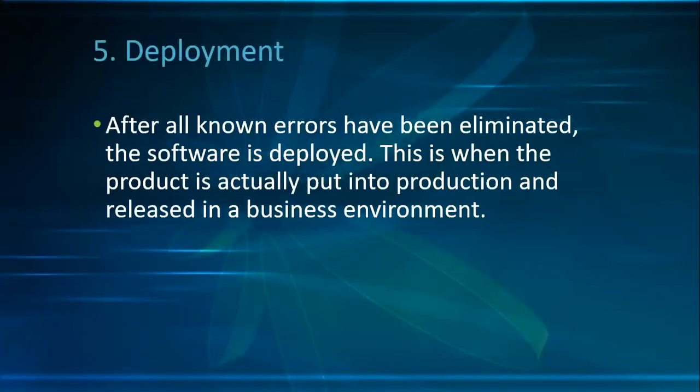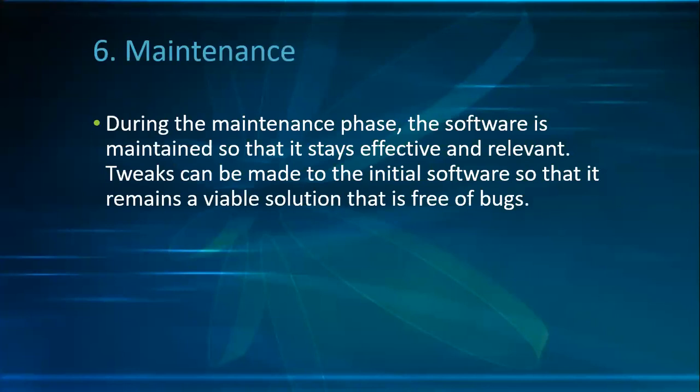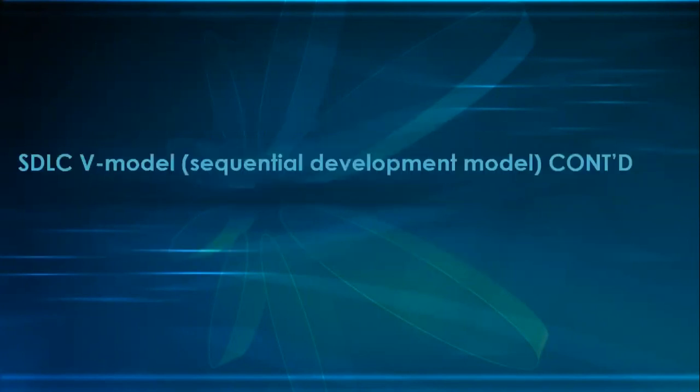The next one is deployment. Deployment is done once we have the product and we are ready, then it's deployed to live. To live means the public. Everybody can use the application now. Then the final one is maintenance. During this phase, the software is maintained so that it stays effective and relevant. Now that we have deployed it, we still need to stay in touch and help them maintain it. So these are the phases we look at.